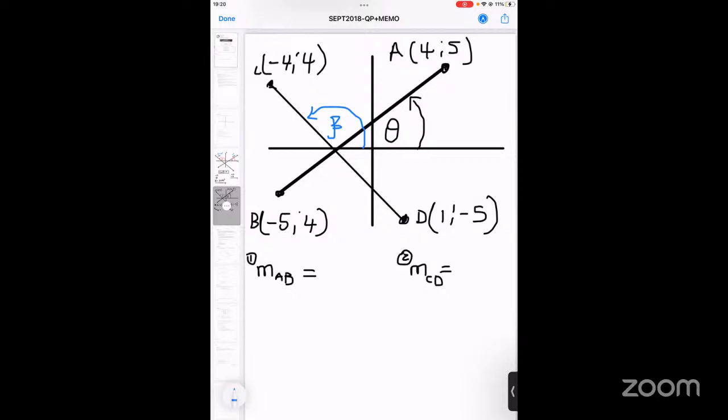Let me say this: the gradient for this line AB will be a positive gradient. If you get a negative gradient, it's wrong. For this one, it will be a negative gradient. If you get a positive gradient, then it's wrong. That's what I meant when I was saying the line that ends in the first and third quadrant will have a positive gradient, and the one that ends in the second and fourth quadrant will have a negative gradient. So just verify your answers there.